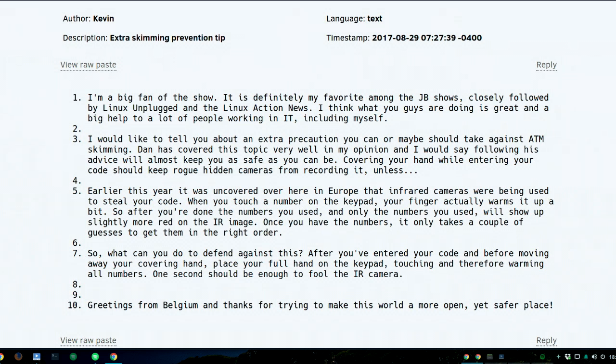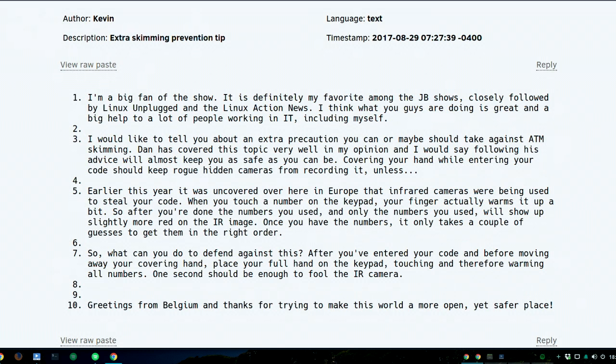in IT, including myself. I'd like to tell you about an extra precaution you can or maybe should take against ATM skimming. Dan has covered this topic very well, in my opinion, and I would say following his advice will keep you as safe as you can be. Covering your hand while entering your code should keep rogue hidden cameras from recording it, unless... Earlier this year, it was uncovered over here in Europe that infrared cameras were being used to steal your code. When you touch a number on the keypad, your finger actually warms it up just a little bit. So after you're done, the numbers you've used, and only those, will show up slightly more on the infrared image. Once you have the numbers, it only takes a couple of guesses to get them in the right order. Yeah, that's a fairly limited permutation.